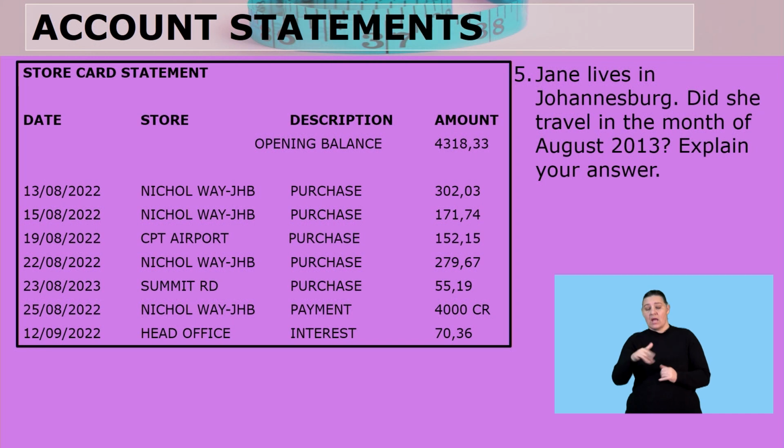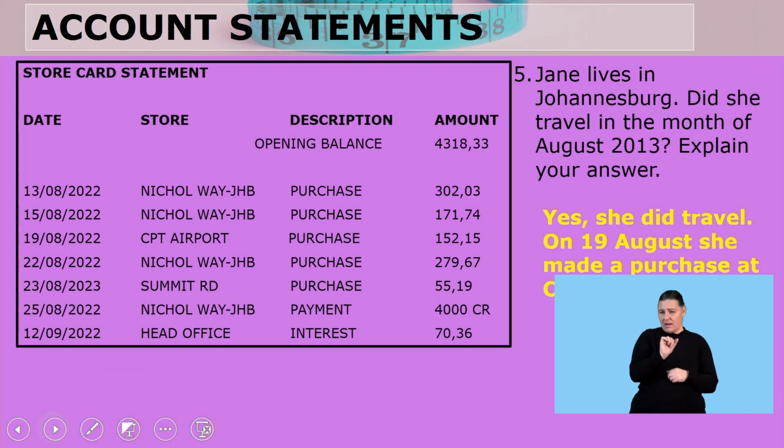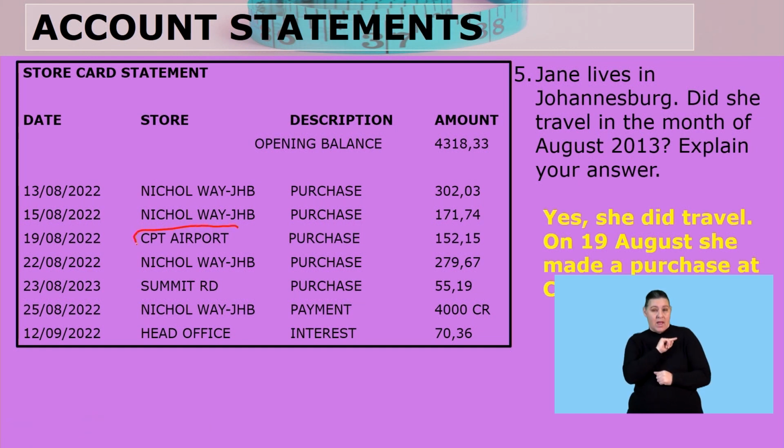Did she travel in the month of August 2013? Explain your answer. So looking at this, we will find here, it says Cape Town Airport. So yes, she definitely traveled. She traveled on the 19th of the 8th, 2022. We know this because she made a purchase at the airport in Cape Town.